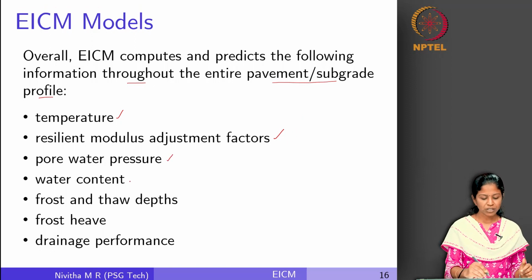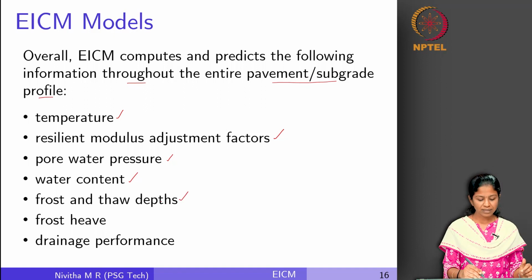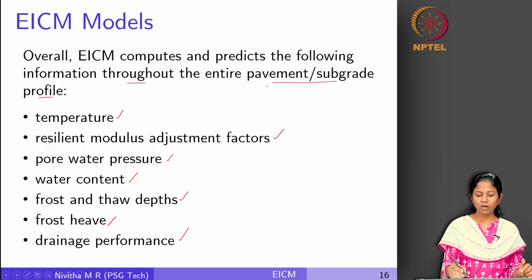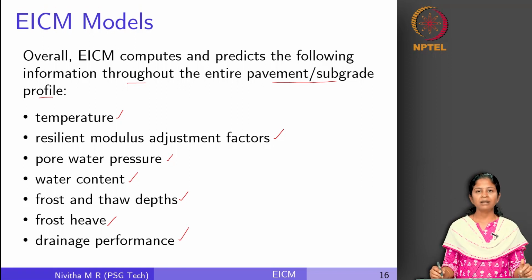The pore water pressure, the water content, the depth to which the freeze and thaw effects are observed, and what is the heave that is observed in the soil because of the frozen condition, and what is the drainage performance, the infiltration potential and the drainage capacity of the soil. So all these things are computed throughout the entire pavement and subgrade profile.